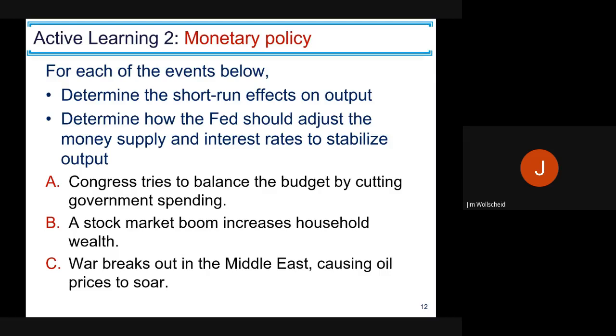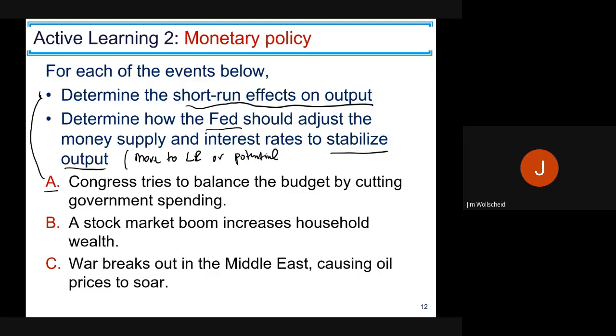All right, so here are some real life examples of how we're going to use this monetary policy. Here are 3 events, and what we're going to talk about is what's going to happen to output. So when A occurs, what happens to the output? Based on this, what should the Fed do to stabilize output? When we talk about stabilizing output, we want to move to the long run, or to potential GDP.